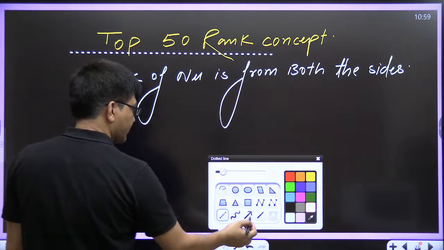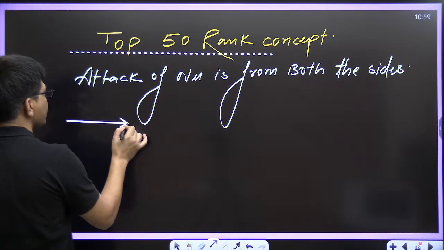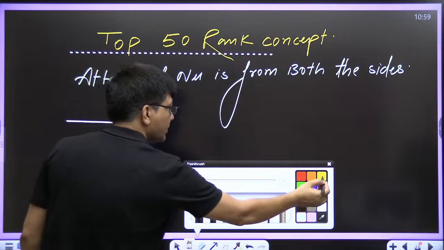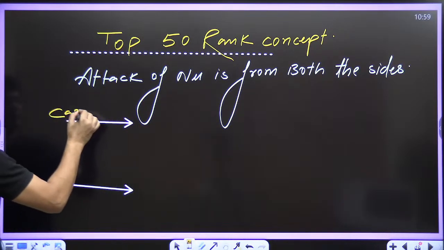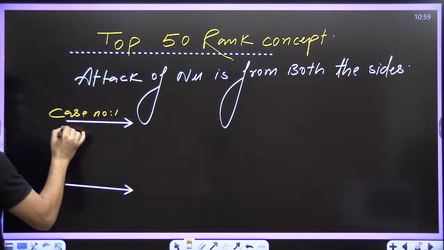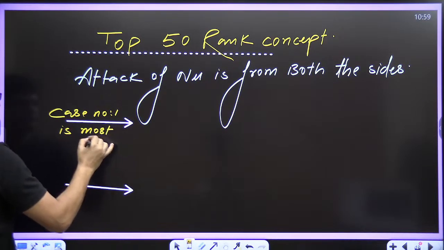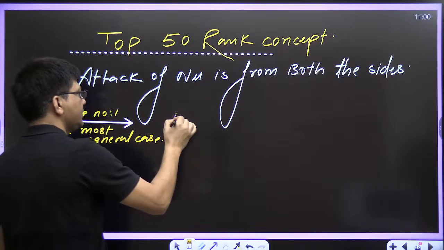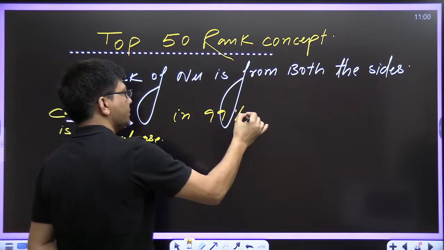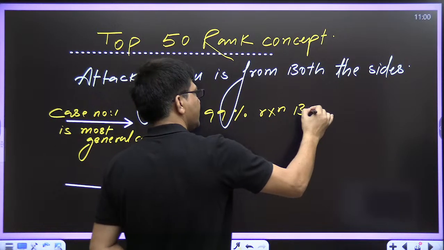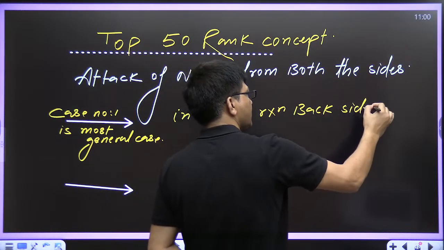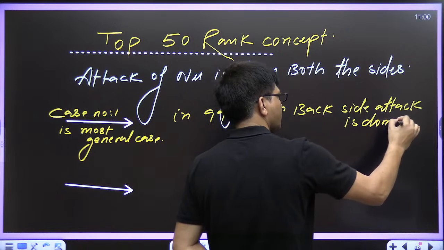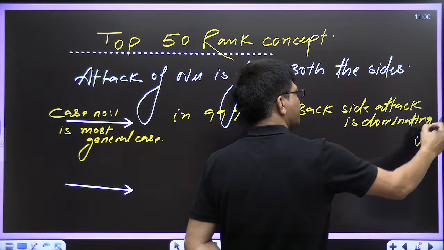Now here two cases arise, kids: case number 1 and case number 2. Case number 1 is the most general case. What is that? In 99% of reactions, backside attack is dominating. Remember this, because nowadays assertion and reasoning questions are coming.